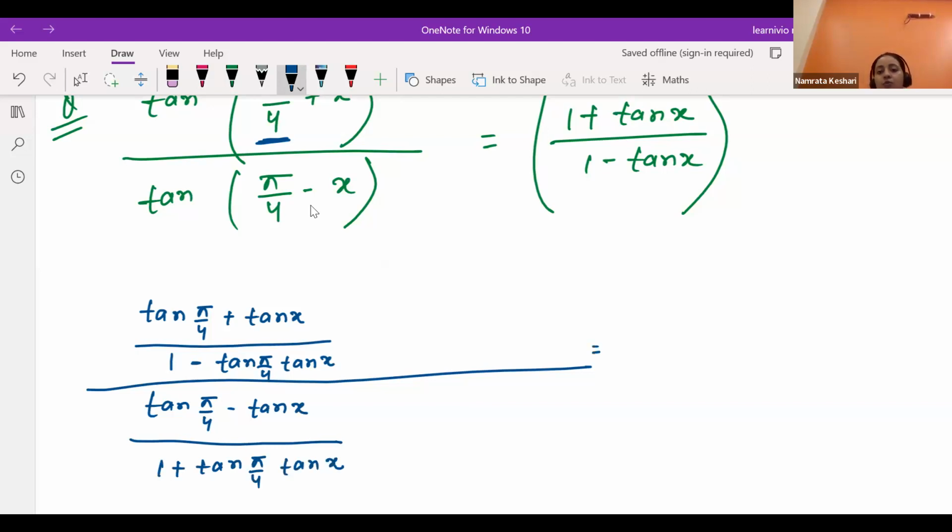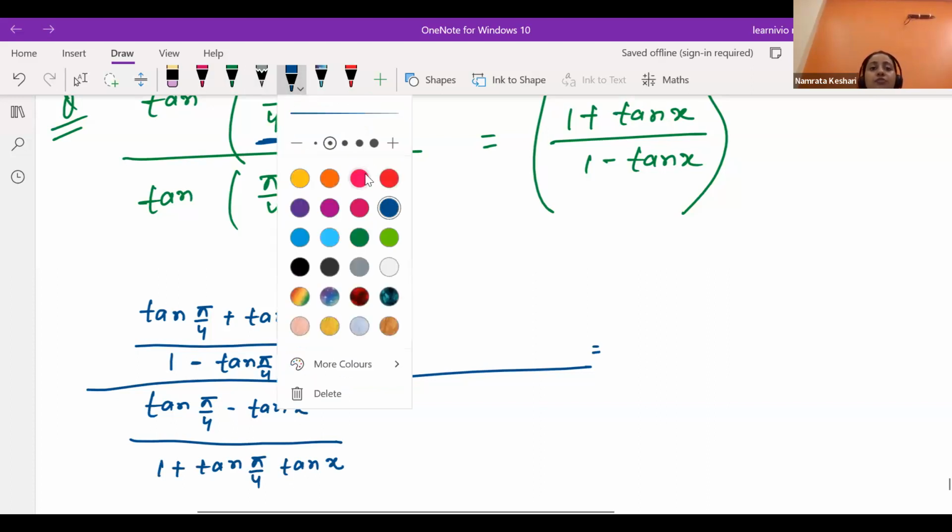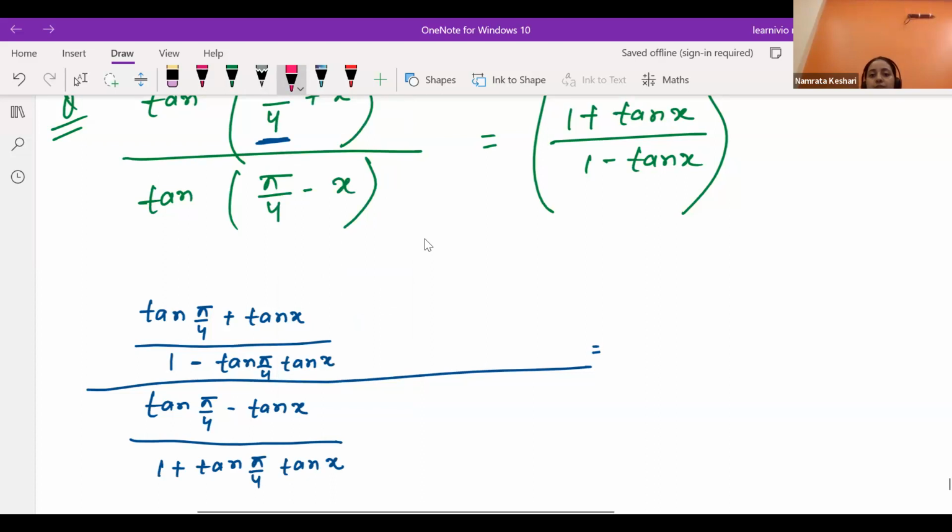Now, you must know the value of tan pi by 4. The table we have discussed already. What is the value of tan pi by 4? You have to tell me. Tan pi by 4 is what? It is 1.